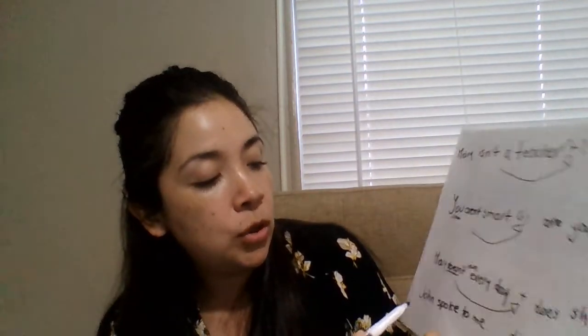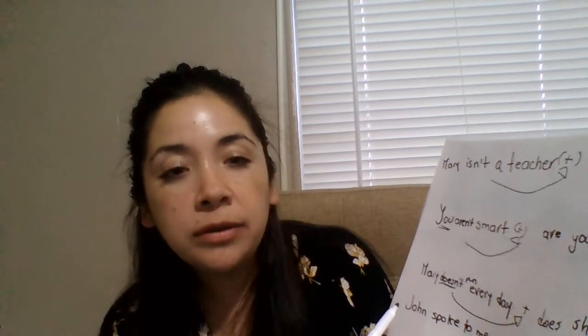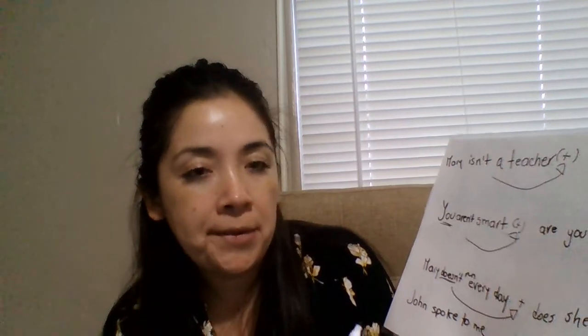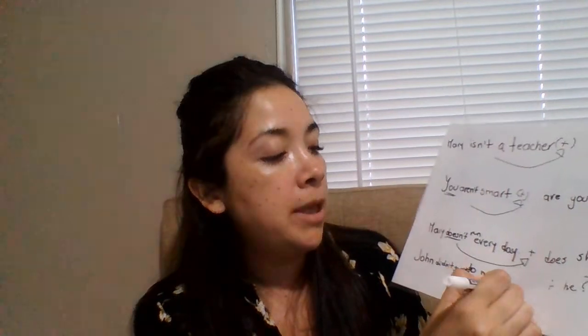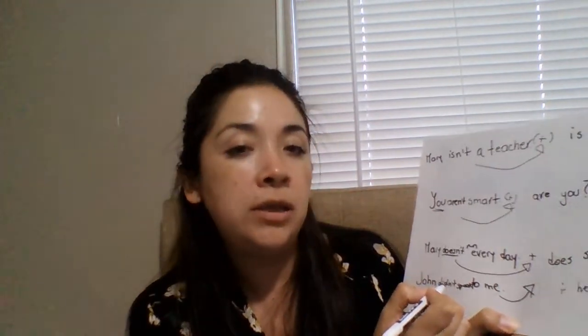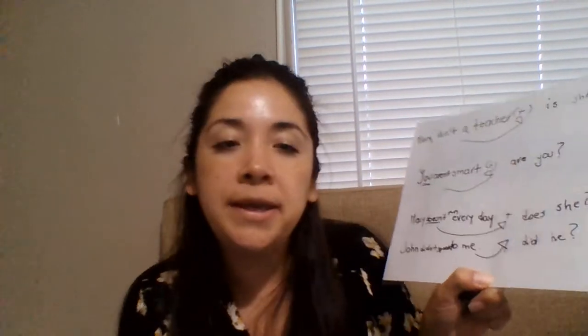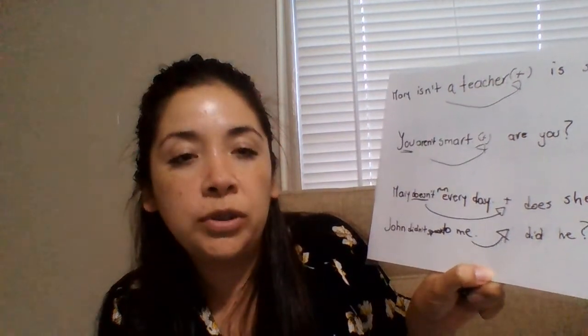With the last one. John spoke to me. How do I make it negative? John didn't speak to me. How do I pass it? If it's negative, I'll make it positive. John didn't speak to me. What's the positive of didn't? Did. Did he? That will be our tag question.